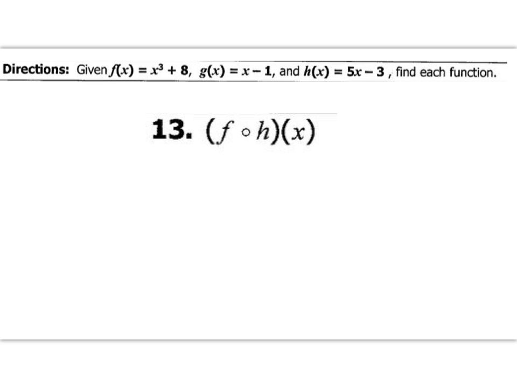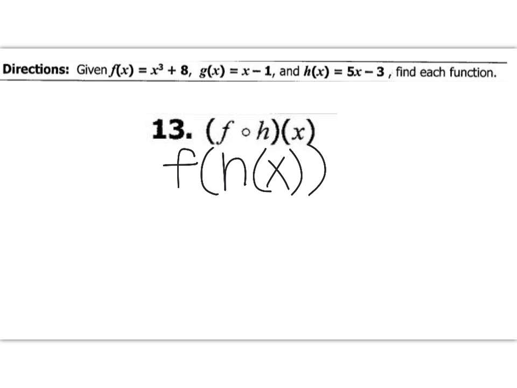With number 13, we just want to practice writing it out. How do we solve this? What does it look like? So f of h of x looks like this. We say f of h of x. So we're taking the composition, we're taking the h of x and putting it inside our function. That's what the open circle means.